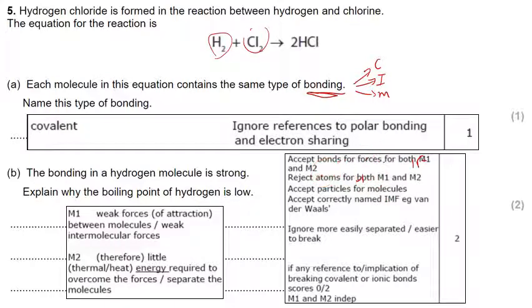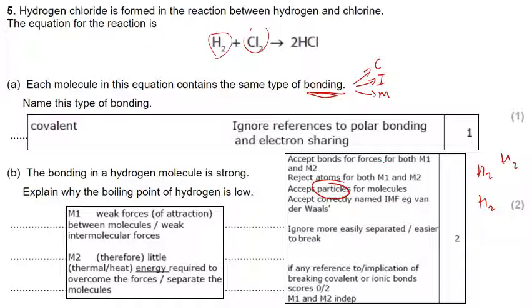Now it does say here, accept bonds for forces, even though it's good practice to say forces because they're not bonds. It says reject atoms because they're not atoms, it's H2, so they're molecules. So there's weak intermolecular forces between those molecules. Accept particles. So particles is always your safe bet. If you say particles, that covers ions, molecules, atoms. So it's always a safe bet to use the word particles.